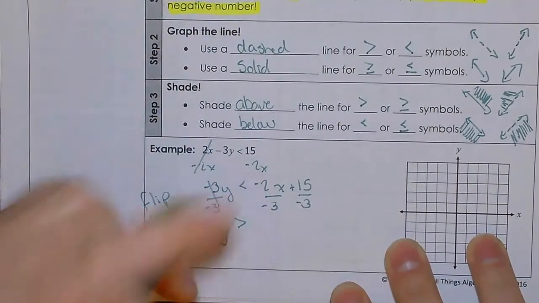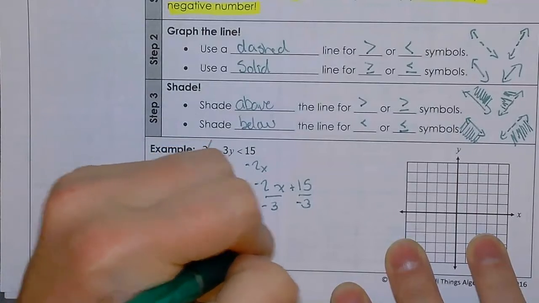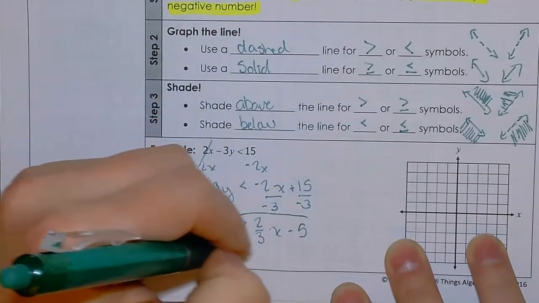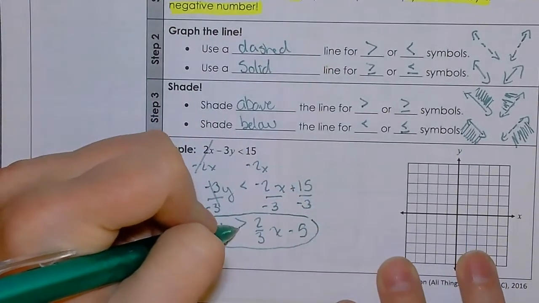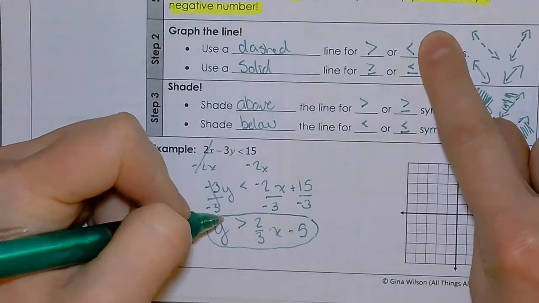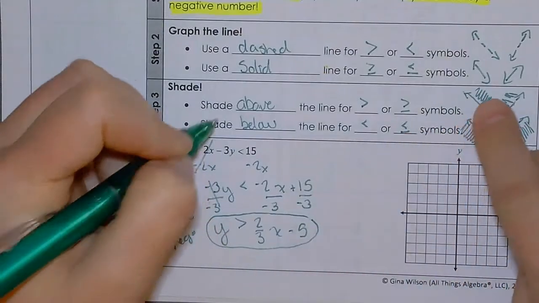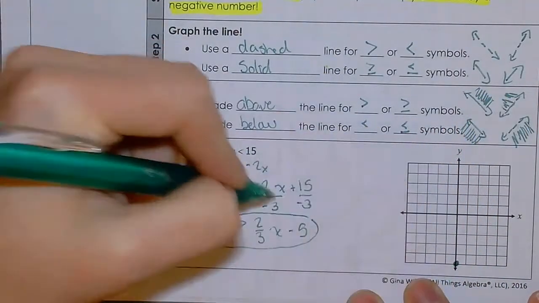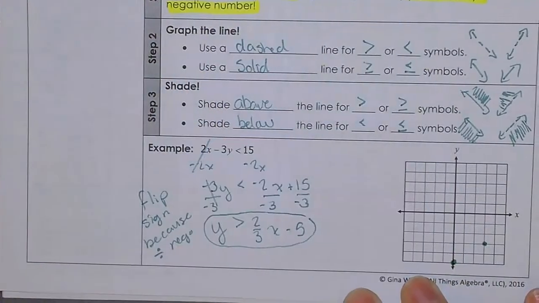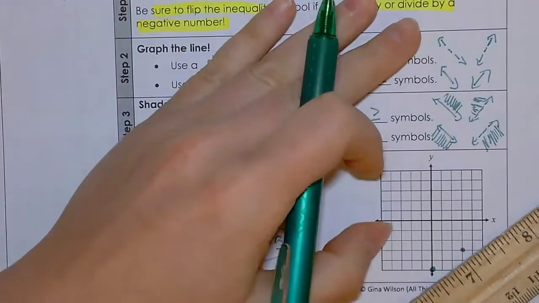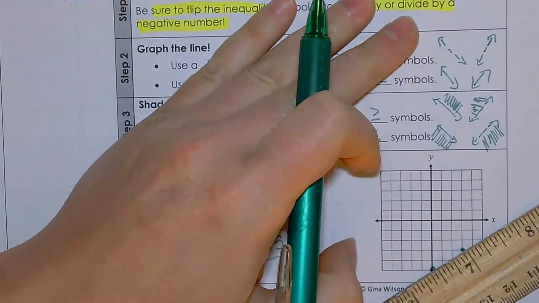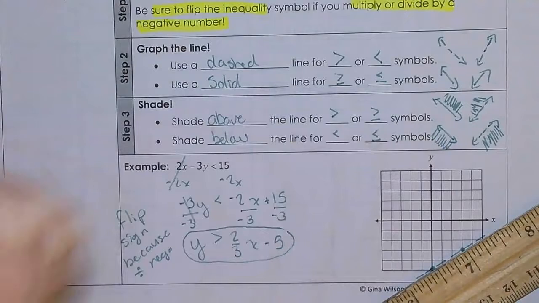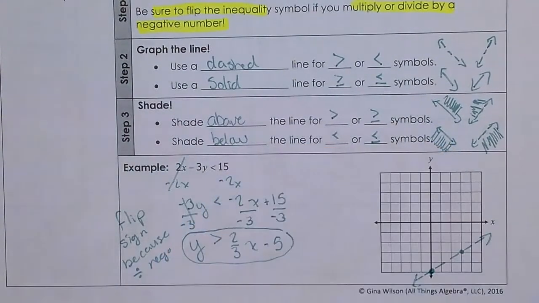So now I just have to do this math. That's positive 2 over 3x minus 5. So this is the line that I graph. And this is a dashed line, and it's greater than, so I'm shading above. So it starts at negative 5, and then I go up 2 over 3, okay? Now I'm making a dashed line, which I have to know before I draw my line, so I make the right kind of line. Dashed means I pick up my pencil as I draw the line. See how my line has gaps in it?